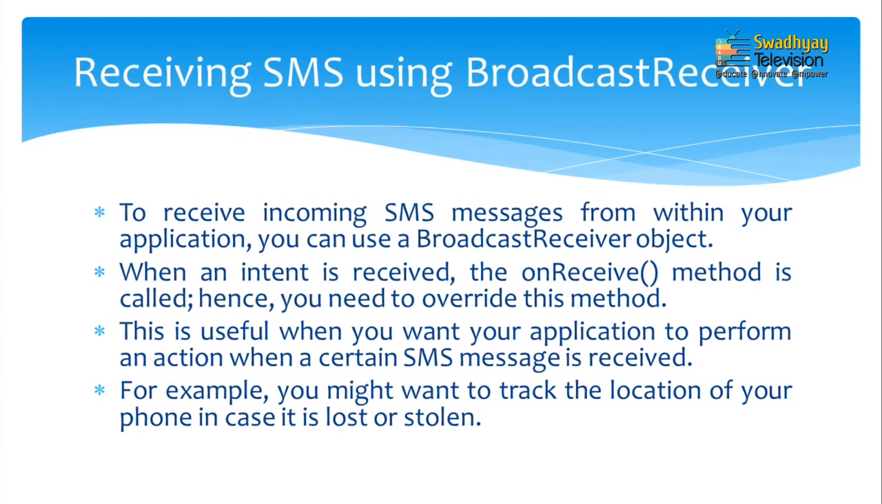You can receive SMS using a broadcast receiver. To receive incoming SMS messages from within your application, you can use this broadcast receiver object. Like we are adding an activity in our application, we can add a receiver also. So, a broadcast receiver object is required. When an intent is received, the onReceive method is called. Inside the broadcast receiver class, there is a method called onReceive, which is automatically called whenever you receive an SMS. This is useful when you want your application to perform an action when a certain SMS message is received.